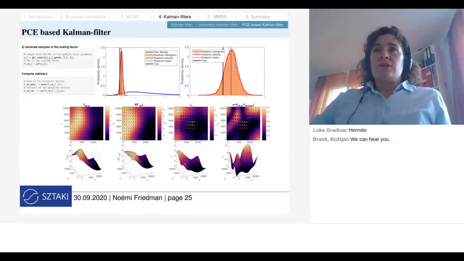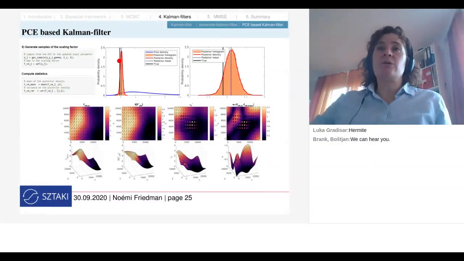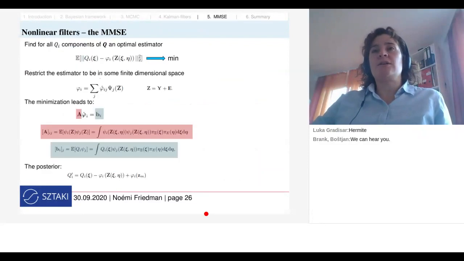And I'll just tell you a few, so you can also see the solutions here with the Kalman filter. Now the posterior distribution is somehow off from the true value, but I still got a good update from the prior distribution. And the reason is because I used the Kalman filter, which assumes linearity, which is not true in our case.